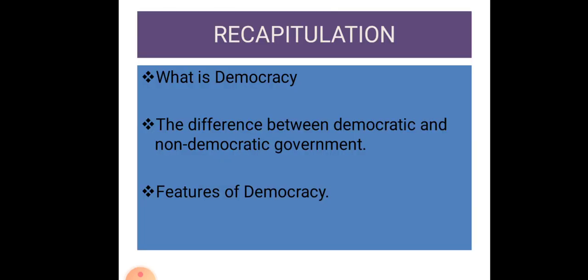Can we recap the topic of what we have learned today? Yes, one is what is democracy, the first concept. The second thing is the difference between democratic and non-democratic government. The third concept is features of democracy.